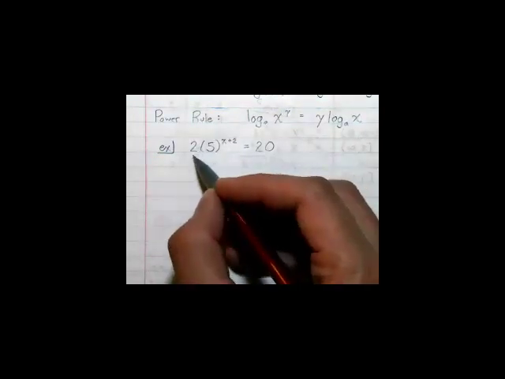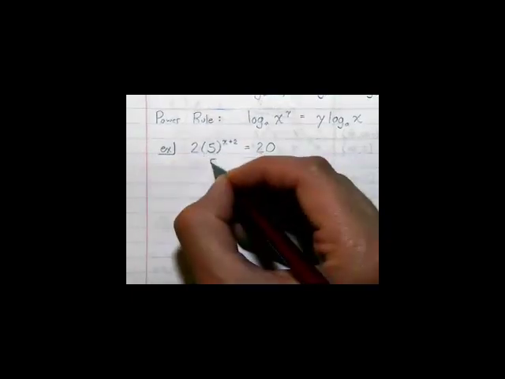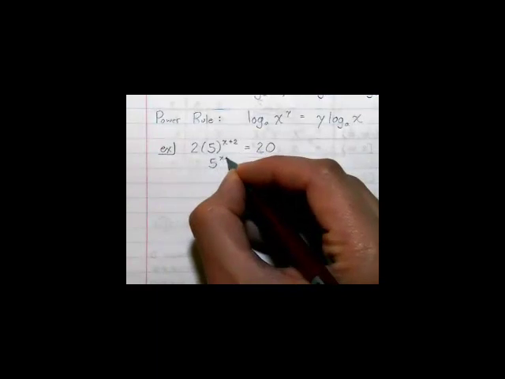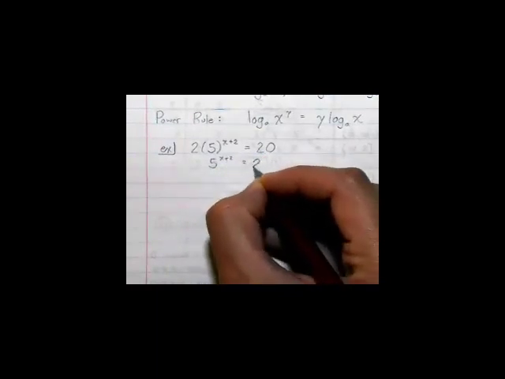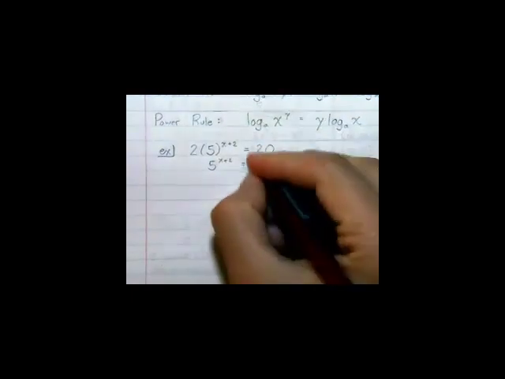So if I want to solve this for x, first thing I'm going to need to do is divide by the 2. So we've got 5 to the x plus 2 equals 20. Now there's two different approaches to this. 10. Oh, right, 10. Thank you. Mr. Herrick hasn't had his coffee yet.